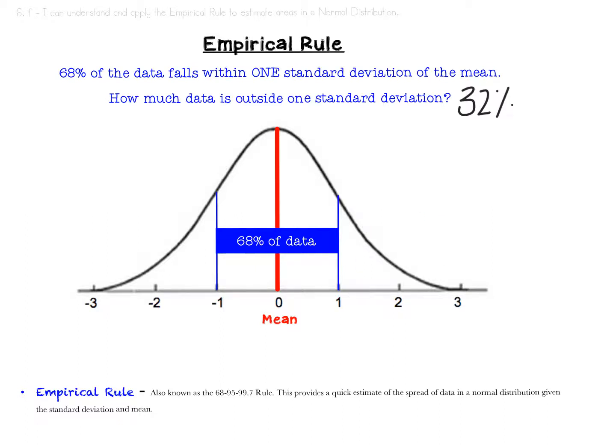Hopefully you were able to realize that those two spaces are equal. And so if I took 32 and divided it in half, that would leave me 16% above and 16% below. But what we're talking about here is that 68% of my data is within one standard deviation of the mean.